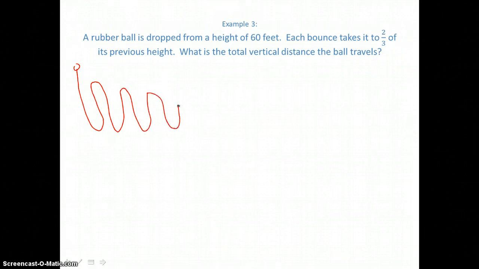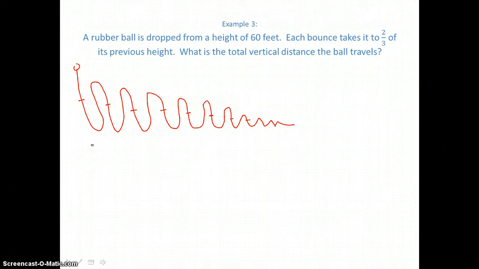In theory, this ball should never stop, but we know that gravity and friction are going to eventually bring it to a stop. Well, we can find the distance that the ball has traveled by considering two infinite geometric series. Let's first find the distance that it falls.